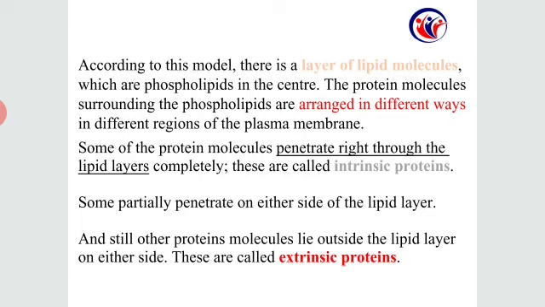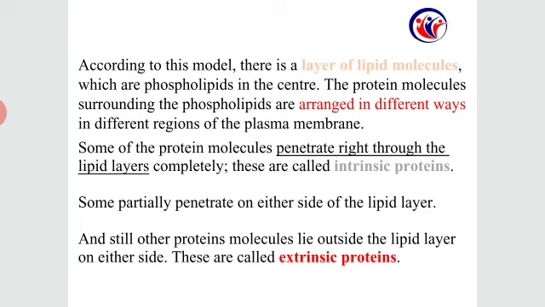I mean phospholipids in the center. The protein molecules surrounding the phospholipids are arranged in different ways in different regions of the plasma membrane. So you don't have a systematic way of arrangement. They are arranged in different ways within the plasma membrane. Okay, so that model, the fluid mosaic model, shows that proteins are dispersed and immersed in the phospholipid bilayer, which is in a fluid state.